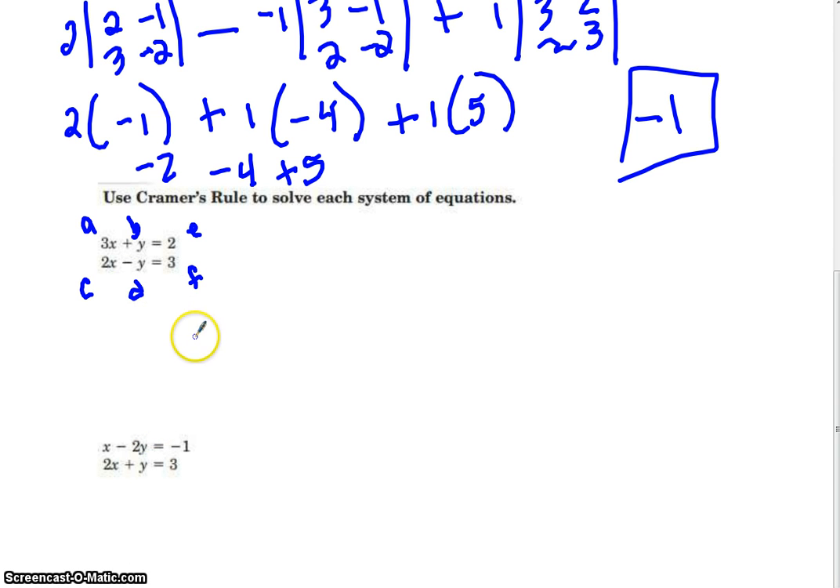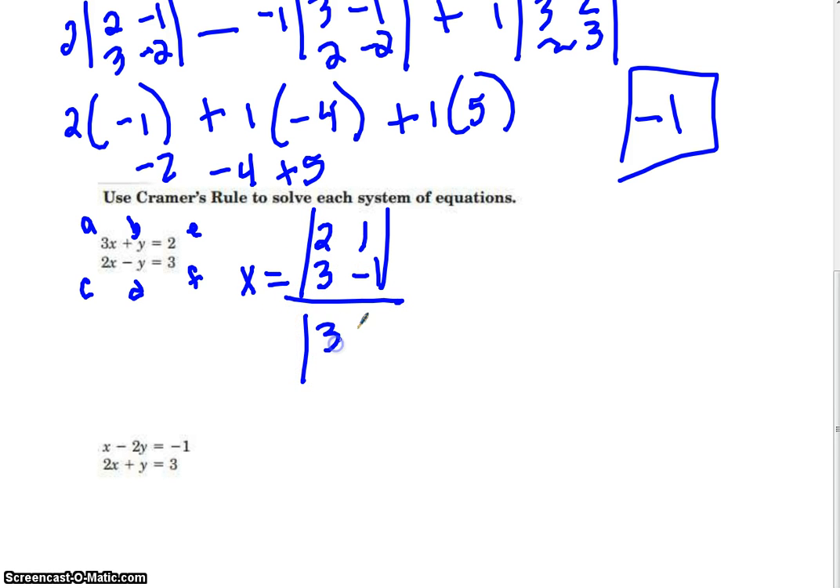So using your Cramer's rule, you're going to start by finding X, which is EBFD over ABCD. So X is equal to, and your EBFD is going to be 2, 1, 3, -1, over your ABCD, which is 3, 1, 2, -1. So then you're going to say -2 minus 3, and you're going to get -5, over -3 minus 2, which is -5 again. So X is equal to 1. So X equals 1 as part of your answer.